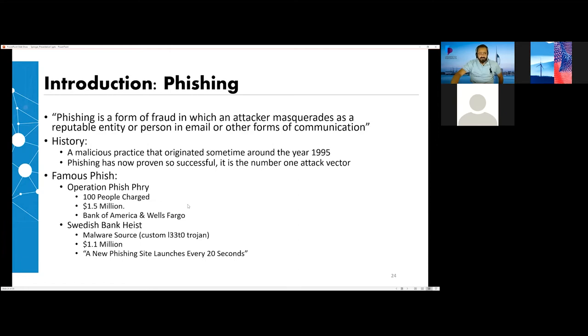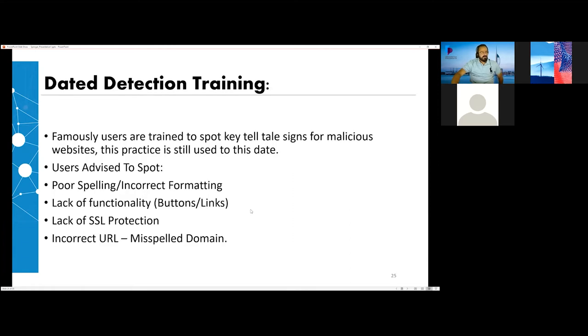Famous phishing cases, based on research: Operation Fish Fry, if you have heard of it, which cost 1.5 million and involved Bank of America and Wells Fargo. And the Swedish bank case, which was a malware, a custom Leet Trojan, called Lito in the language of hackers, which cost 1.4 million.